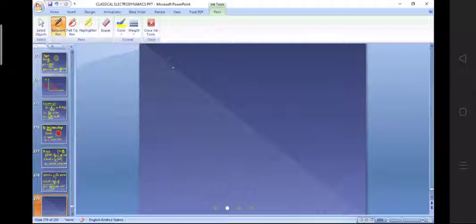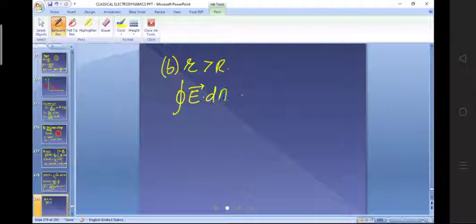And then next is the B part, where you want to calculate what? Outside. So outside implies small r is greater than capital R. So exactly the same equation will be there. Okay, so exactly it will be like this: integration of E dot dA again will be equal to what? Q enclosed divided by epsilon naught.